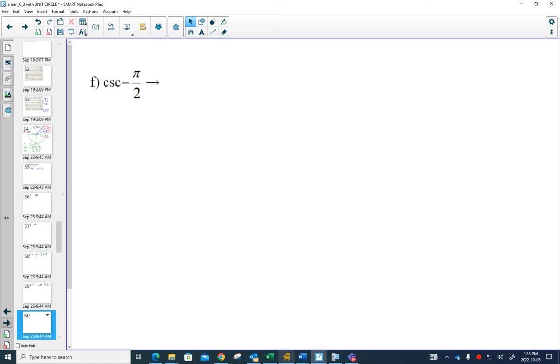Cosecant of negative pi over 2. So I would think about sine of negative pi over 2. This is your axes family. Negative pi over 2, that's right at the bottom of your unit circle. Sine is which coordinate? X or y? It's your y coordinate. So sine of negative pi over 2 is negative 1.